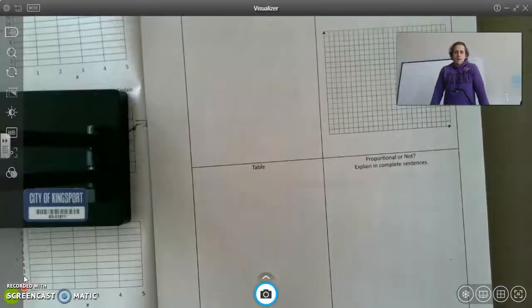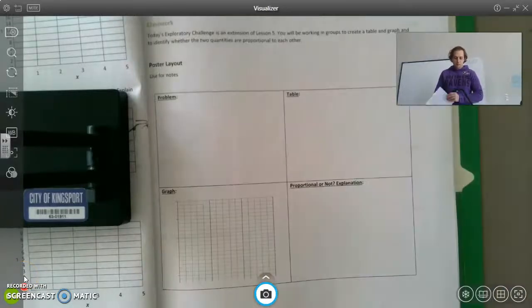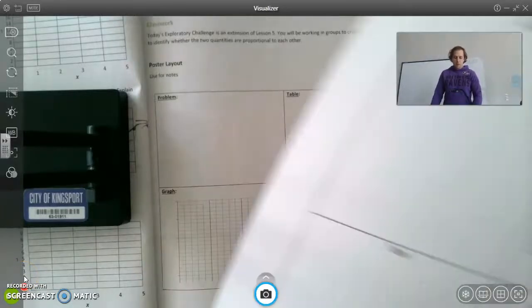Alright guys, let's see how you did. We're going to look here at page 23. I have just a copy that I have made here that looks essentially the same. And let's start with your problem.